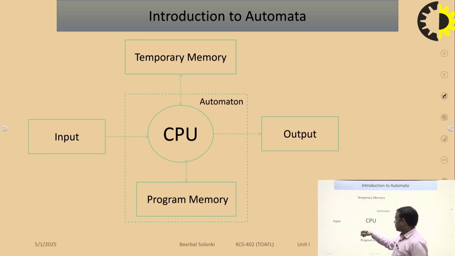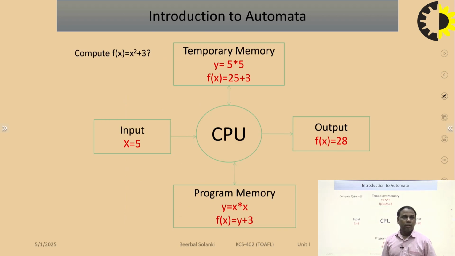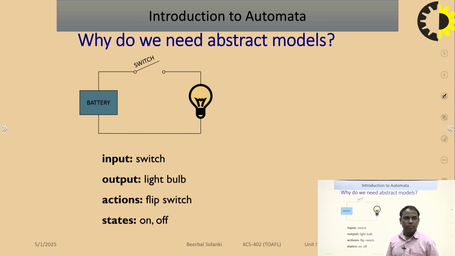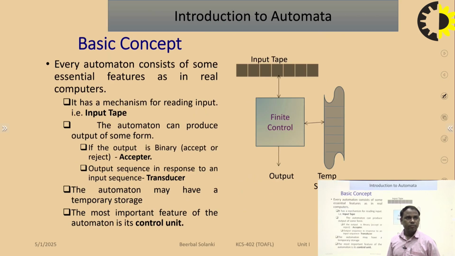This is the CPU, and we give input to the CPU, and then the CPU processes the input data and generates the output. We use program memory here, which can be RAM or other memory. This is the simple form of the basic concept. This is the basic diagram for the automata.